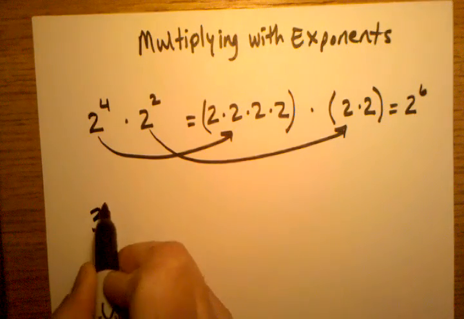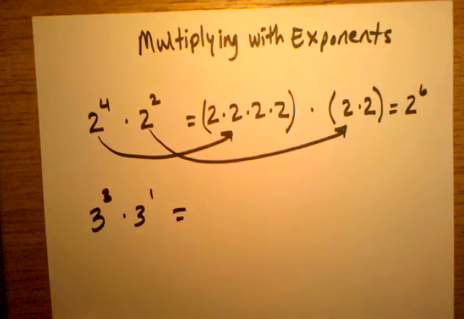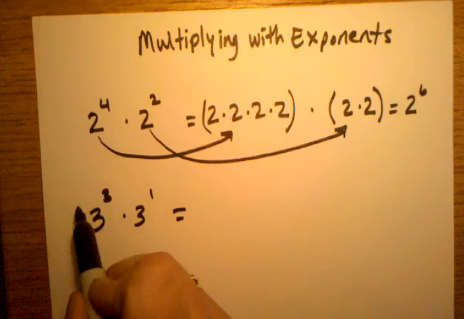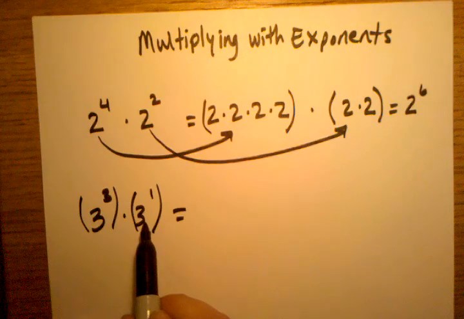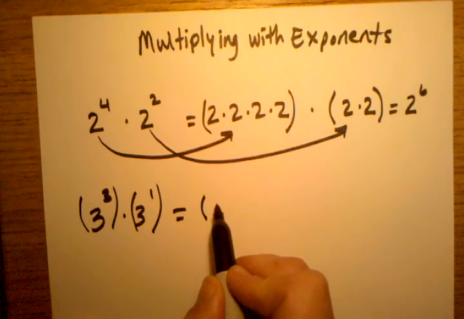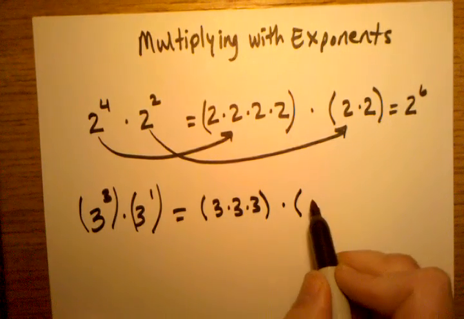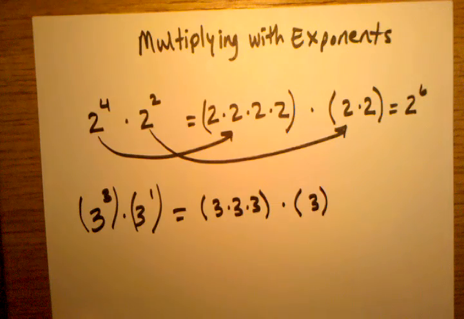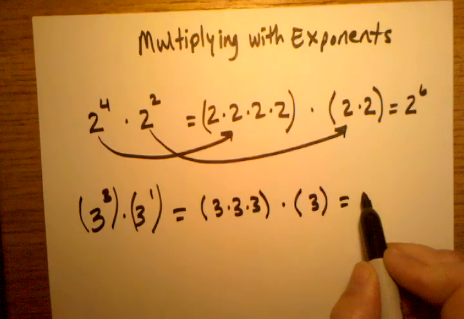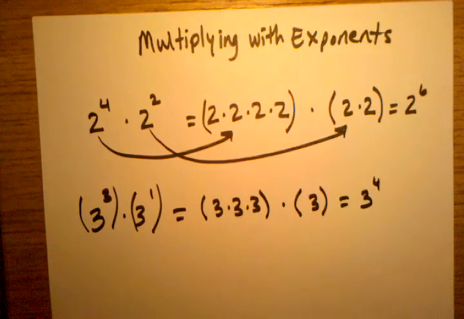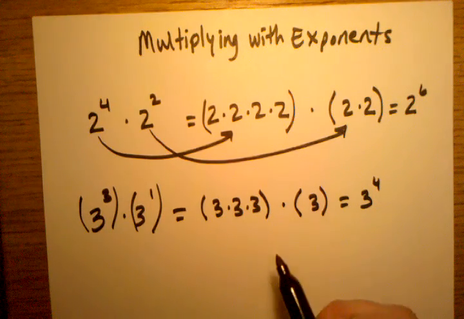Let's take another problem. If we have 3 to the 3rd power times 3 to the 1st power, again, we can split this up into two parts. We can put a parentheses around this and a parentheses around that and think of this as a two-part problem. So 3 to the 3rd power is going to be 3 times 3 times 3. And then 3 to the 1st power is going to be just 1 3 all by itself. And then when we see how many 3's we have, we see that we're going to have a total of 4 3's that have to be multiplied together, which can be written with an exponent as 3 to the 4th power. So we're starting to see a pattern here.